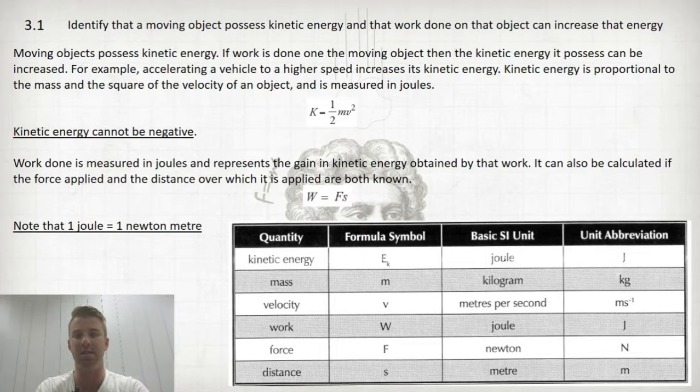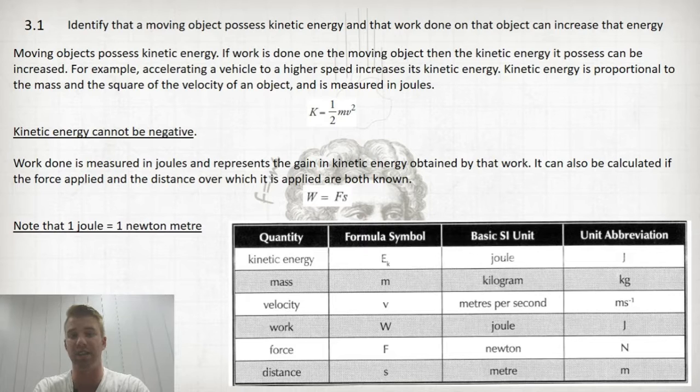However, we need to separate this dot point into two parts, kinetic energy and work done, to understand the overall concept. So moving objects possess kinetic energy. If work is done on a moving object, then the kinetic energy it possesses can be increased. For example, accelerating a vehicle to a higher speed increases kinetic energy, i.e. motion. Kinetic energy is proportional to the mass and the square of the velocity of an object, and is measured in joules, and you can see that with the formula there.